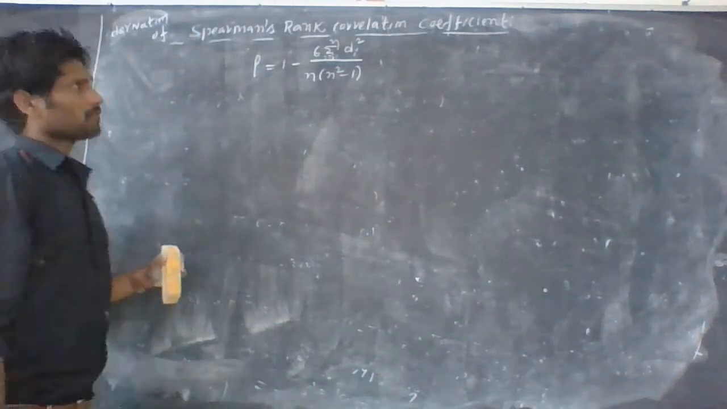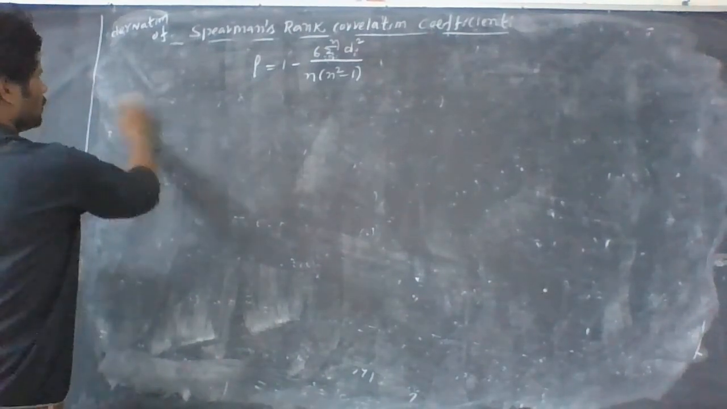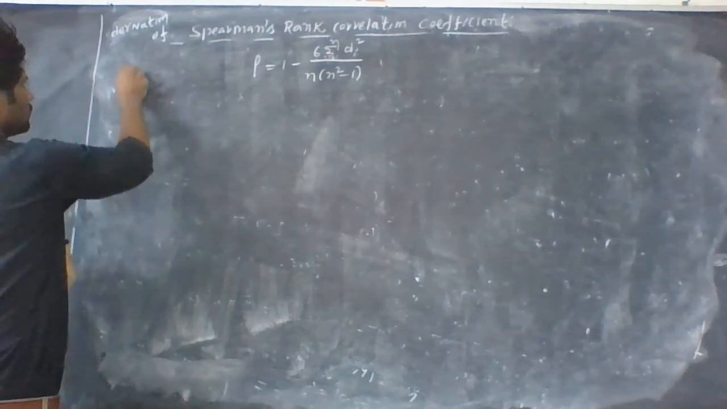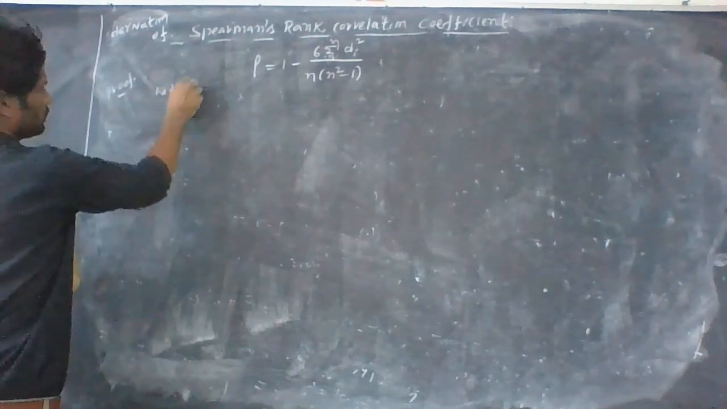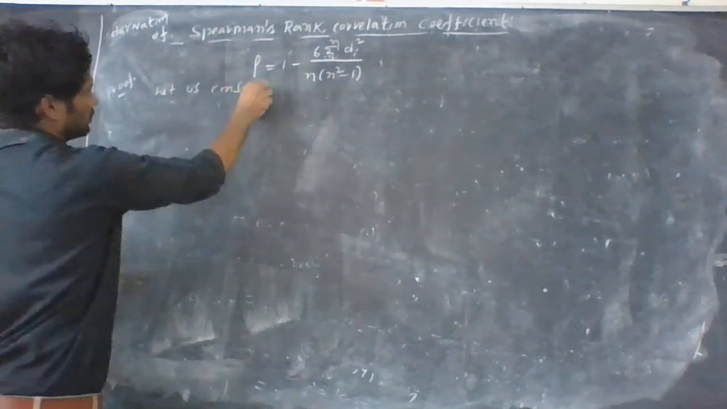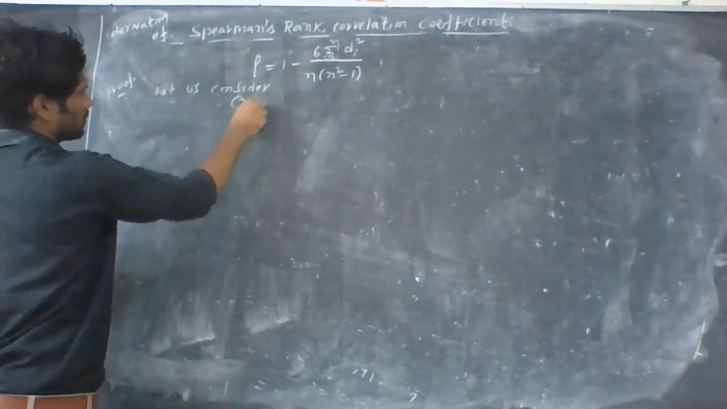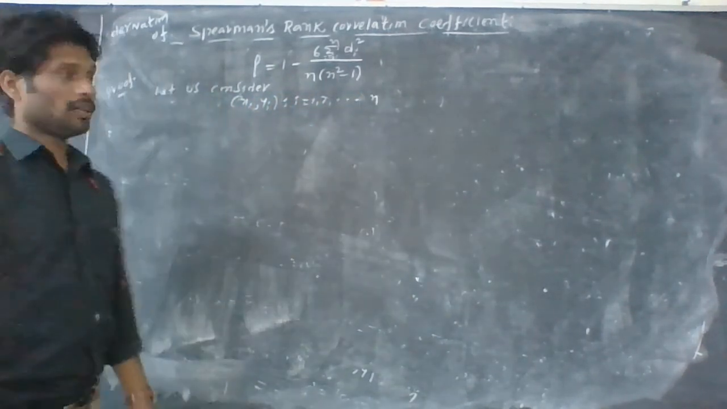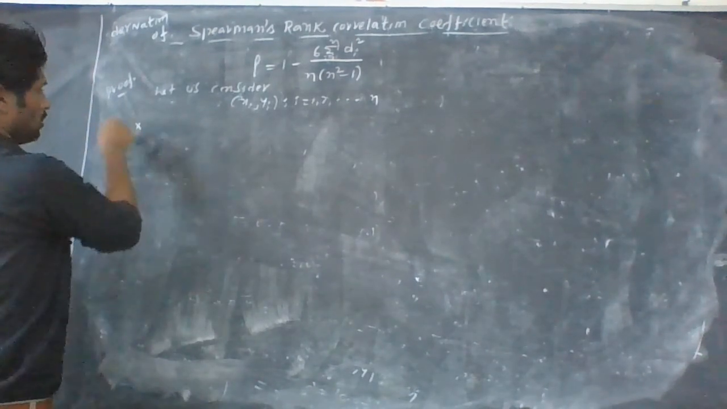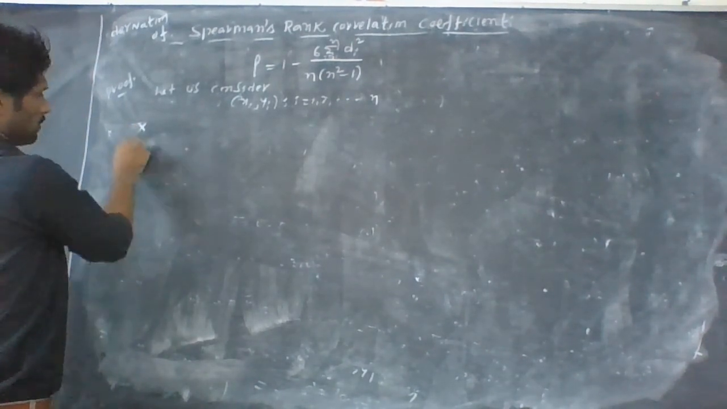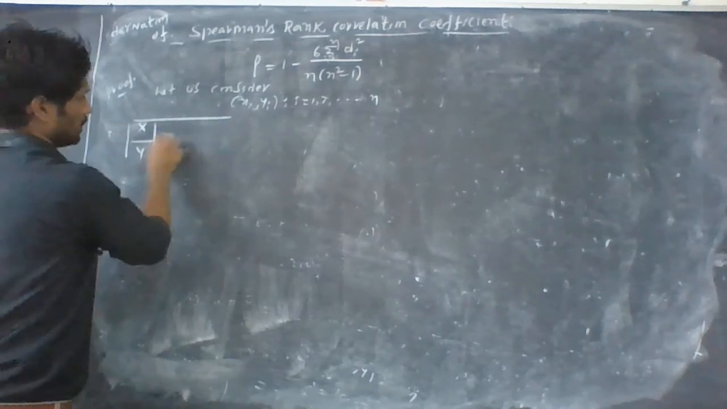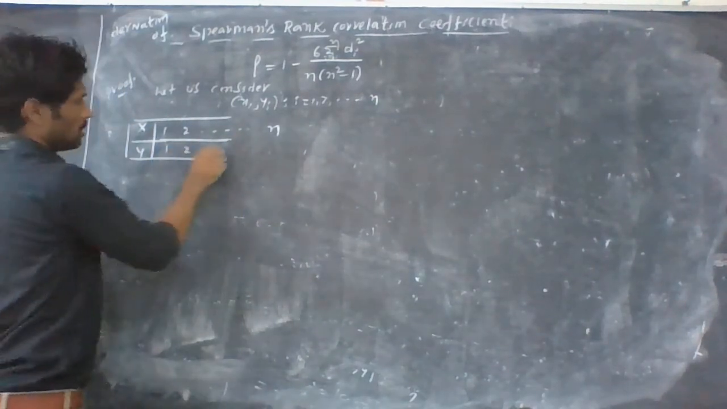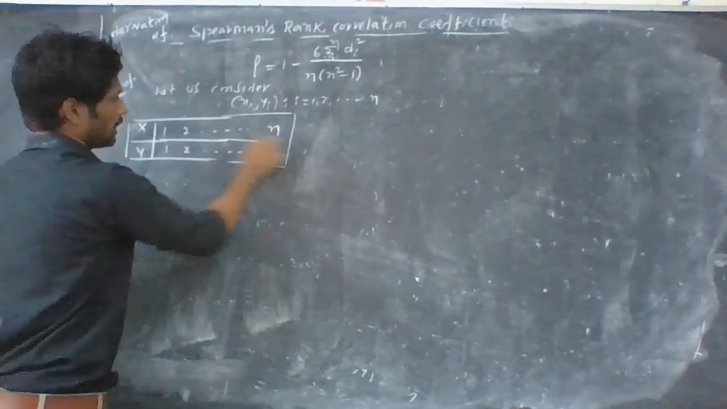Okay. Now let us prove it. Let us consider different x's and y's where i is equal to 1 and so on to n. So first of all we go to x and y: x is 1, 2 and so on to n terms, and y again 1, 2 and so on to n terms.